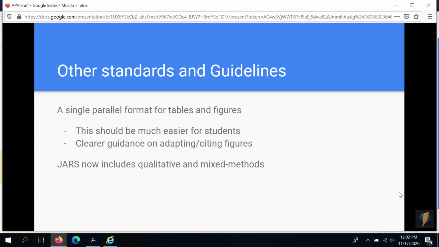For the people who are more professional researchers, though, the journal article reporting standards now include things that are both qualitative and mixed methods. Previously, these things were not there, and so now there's more information on how to do more kinds of studies, which is great.